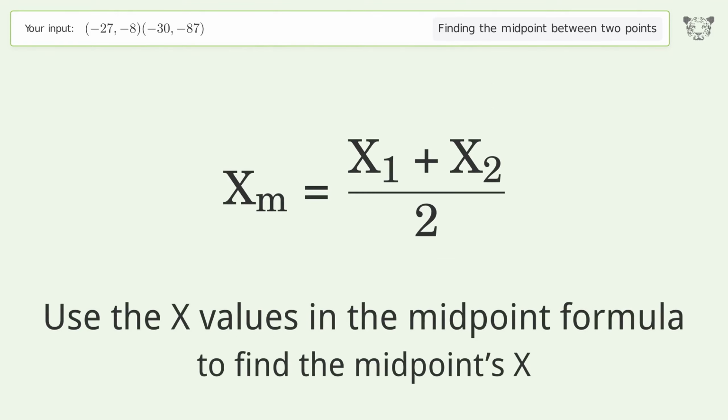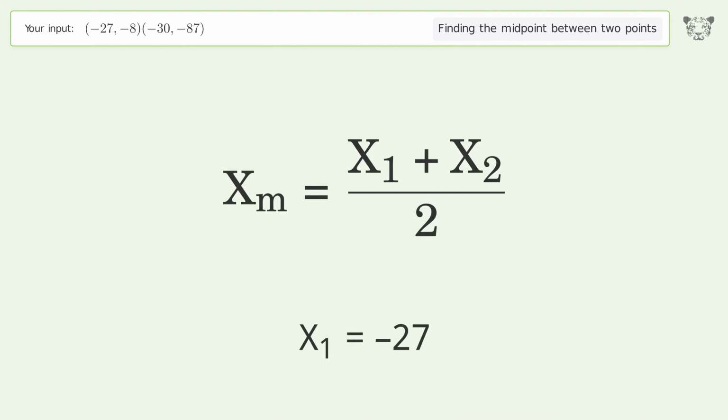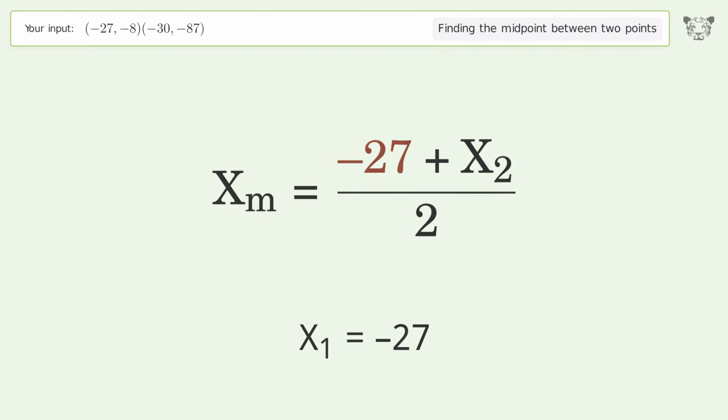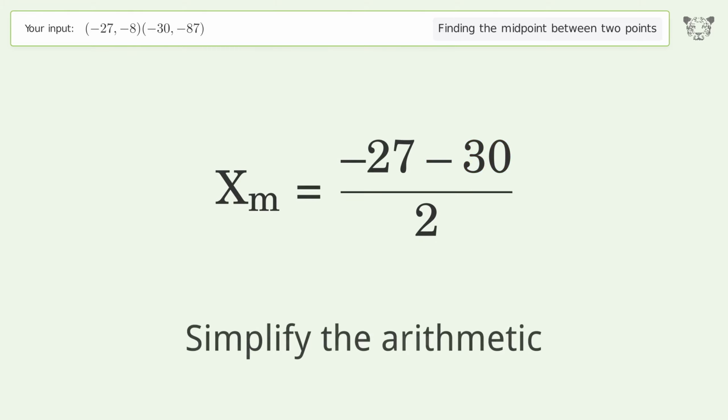Use the x values in the midpoint formula to find the midpoints x. x1 equals -27. x2 equals -30. Simplify the arithmetic.